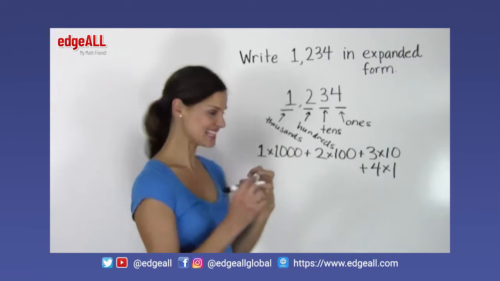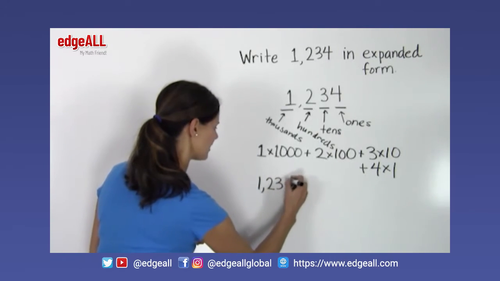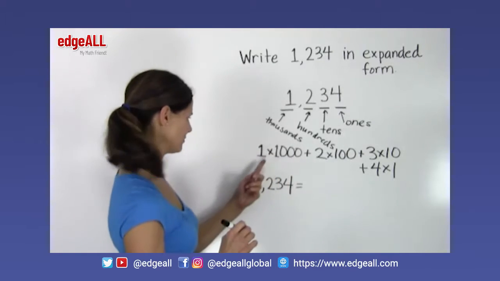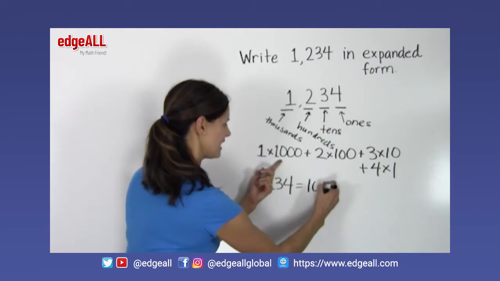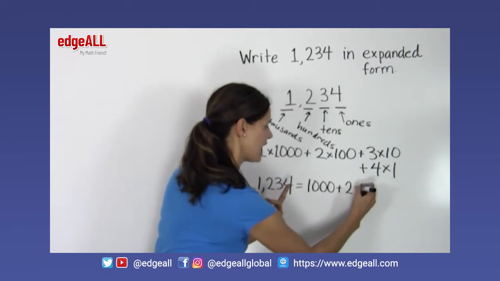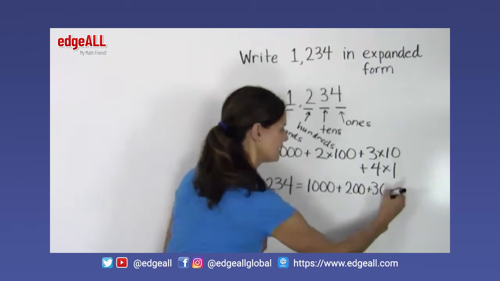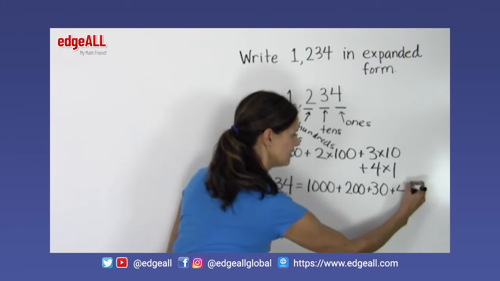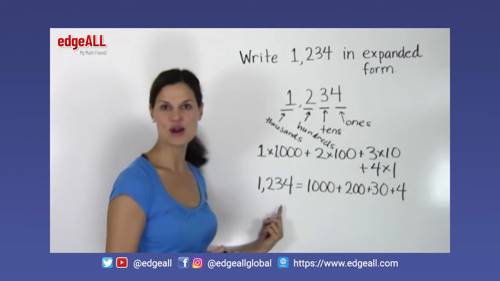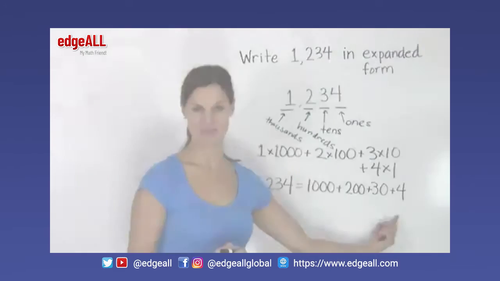If I were to condense that a bit, I would write 1,234 in its expanded form is equal to 1,000 plus 200 plus 30 plus 4. So that is 1,234 written in its expanded form.